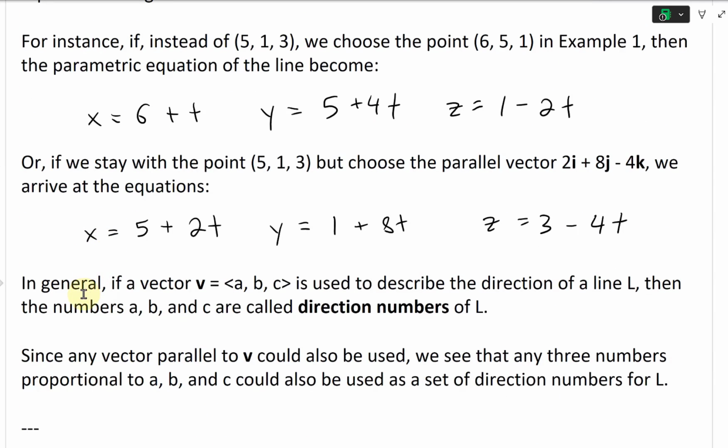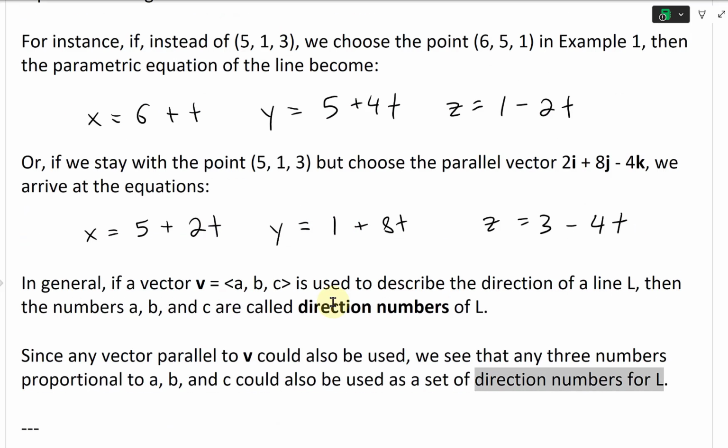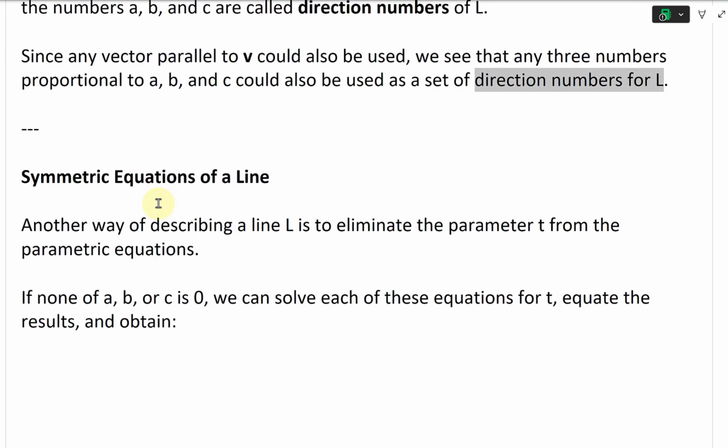All right, so in general, if a vector v with components a, b, c is used to describe the direction of a line L, then the numbers a, b, and c are called direction numbers of L. Since any vector parallel to v could also be used, any 3 numbers proportional to a, b, c could also be used as a set of direction numbers for L. So you could switch them up, as long as they're proportional, or in other words, scalar multiples of each other. And you can use this as the direction numbers, with any starting point in this equation that's on the line.